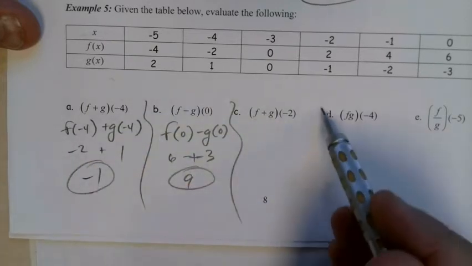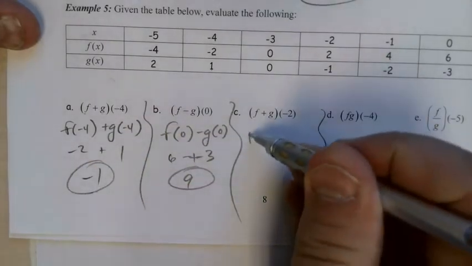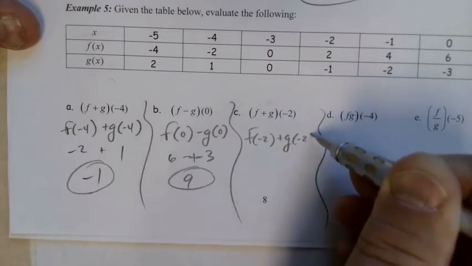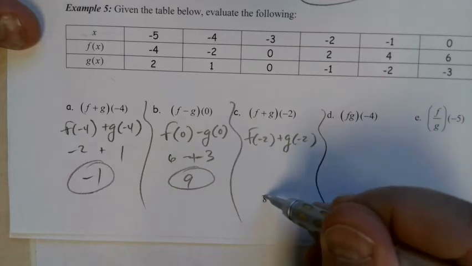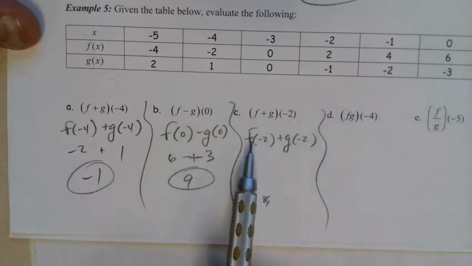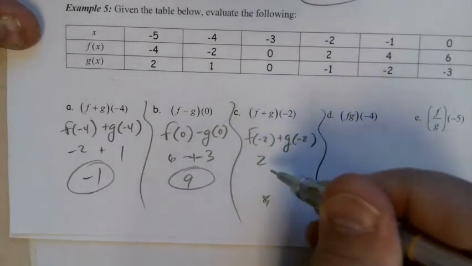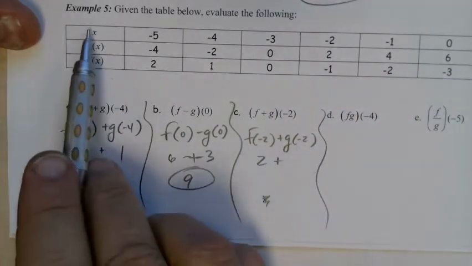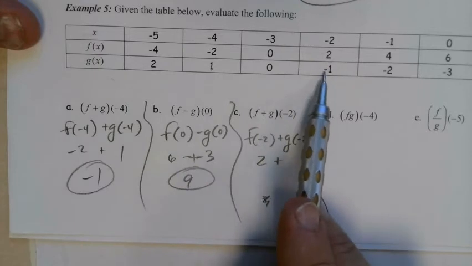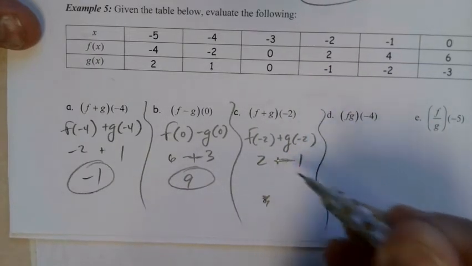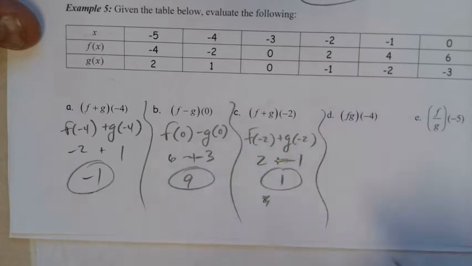F plus g of negative 2. Well, that's just telling me to find f of negative 2 and add it to g of negative 2. So I find where x is negative 2 and f is 2, plus g of negative 2. So I find where x is negative 2 and there's g. G is negative 1. 2 plus a negative 1 changes to a minus, and 2 minus 1 is 1.